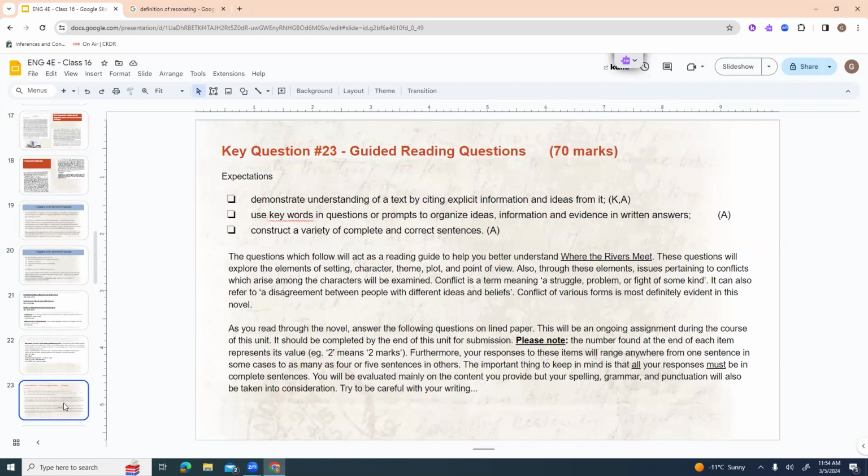As you read through the novel, answer the following questions on lined paper. This will be an ongoing assignment during this unit, okay? It should be completed by the end of this unit for submission. The number found at the end of each item represents its marks. Like if you see a 2, it means it's worth 2 marks. Furthermore, your responses to these items will range anywhere from 1 sentence to as many as 4 or 5 sentences. The important thing to keep in mind is that all your responses must be in complete sentences. You will be evaluated mainly on the content you provide, but your spelling, grammar, and punctuation will also be taken into consideration. Try to be careful with your spelling.